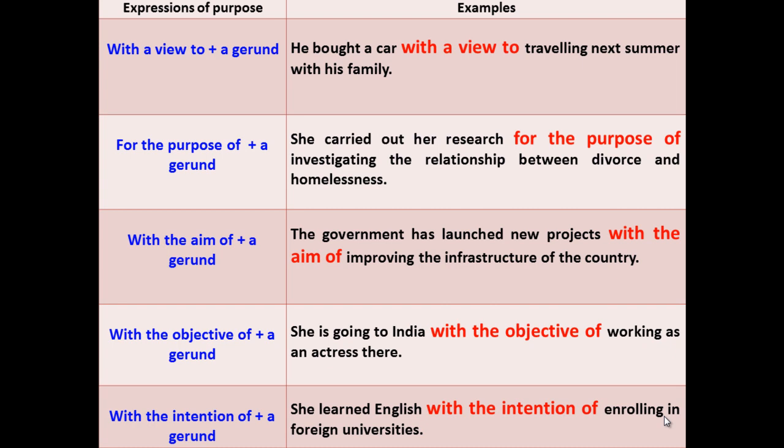Here are other phrases that can be used for expressing purpose. We can use with a view to, for the purpose of, with the aim of, with the objective of, or with the intention of. As you see, what is common between these expressions is that they are all followed by a gerund, verb plus ing.